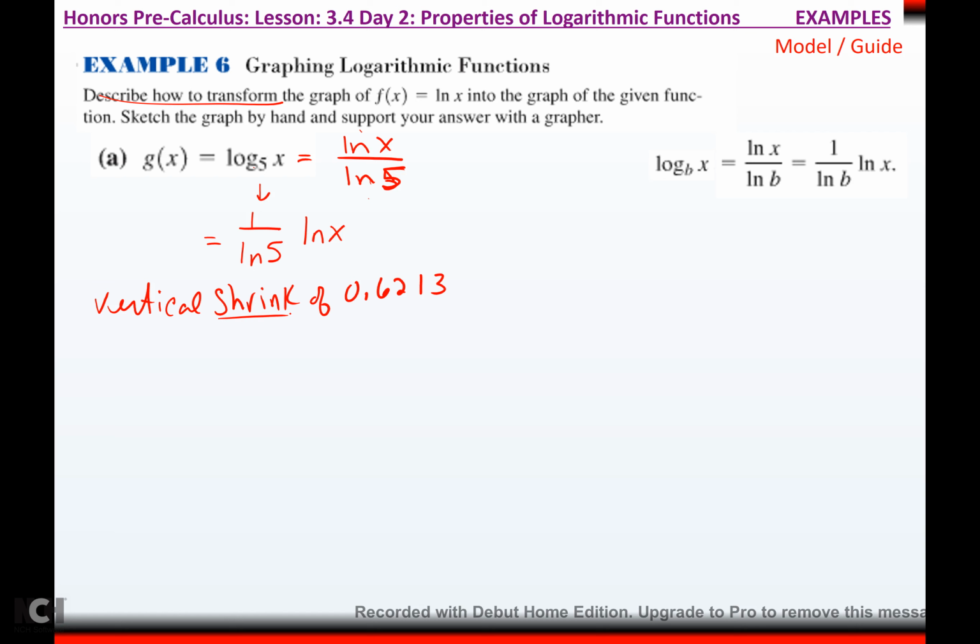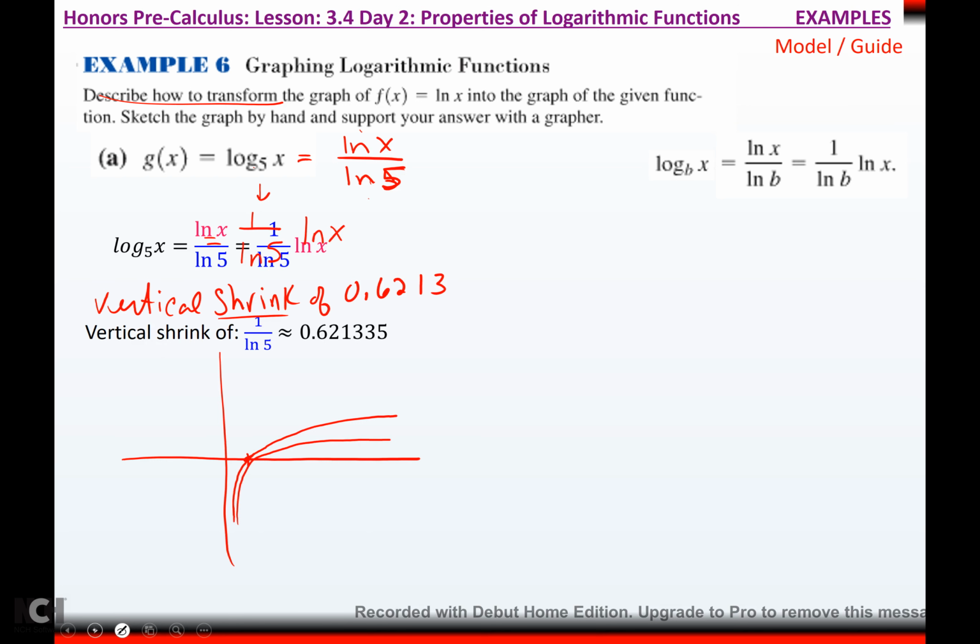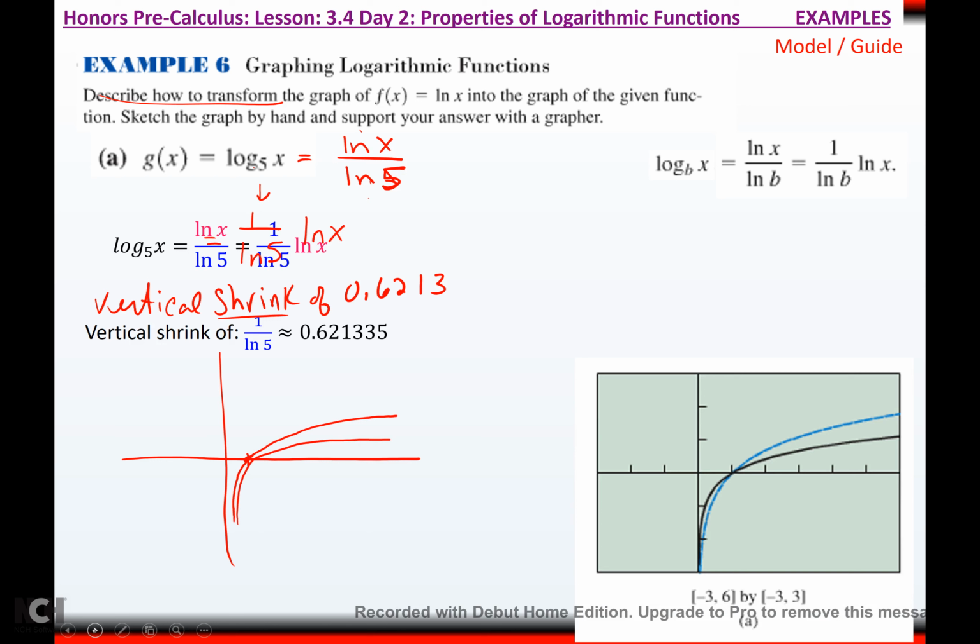And then to graph it, all that means, guys, is, I mean, they want us to do it by hand. All right, the natural log function always passes through 1, 0, and it comes down like this. Okay, so if I'm going to vertically shrink it, that's going to make it a lot lower. And if I check it on a graph, yeah, there's the graph. So there's the blue is the mother, and you see how mine, the black one, they shrunk it vertical. Okay?